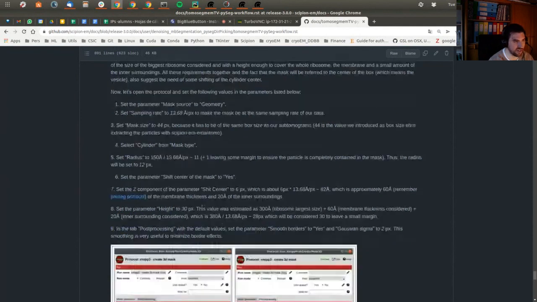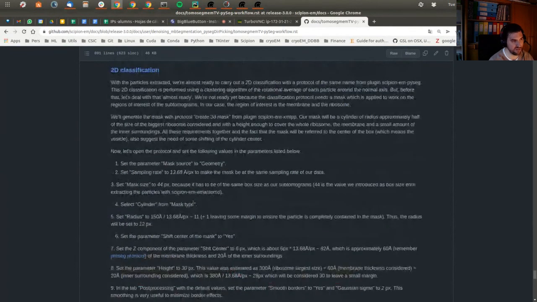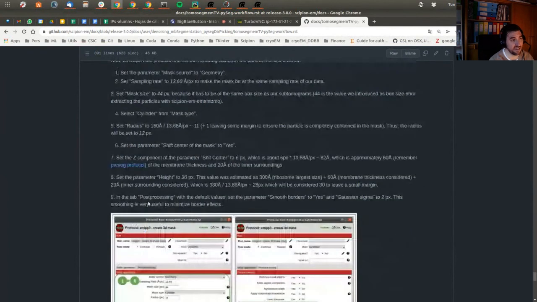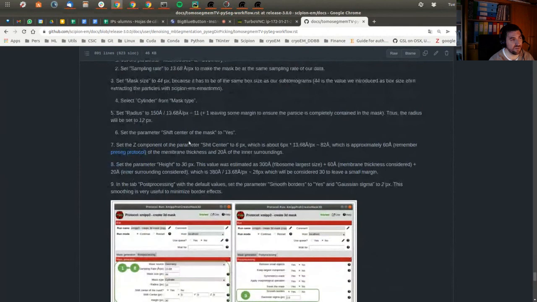Everything is very well explained here. You can create from a geometry a cylinder, which is what we have said, and considering the sampling rate, the critical parameters are the radius and the shift. To consider the radius, we have the same reasoning as before. The mid thickness from the geometrical center is around 150 Angstrom, and considering the sampling rate, it is more or less 11 voxels, and we're going to add 1 to leave some margin.